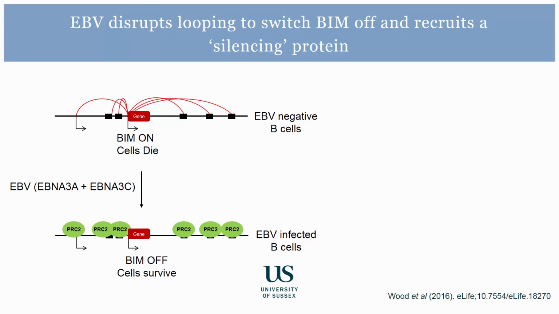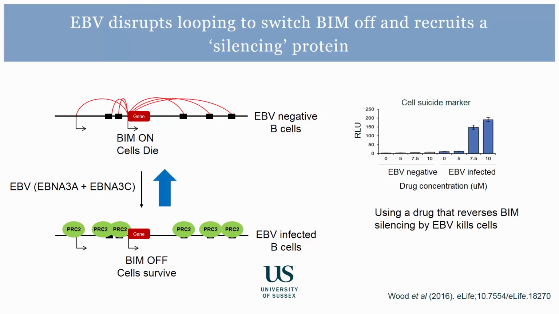Well, what's really interesting about this is this silencing protein is around in the cells and is doing lots of silencing of other genes and goes wrong in lots of other cancers. So there have been drugs developed to block it. And if we treat cells, EBV-infected cells, with these drugs, we can reverse this. We can push the loops to occur and we can switch this suicide gene back on. And this is a measure of cell suicide. So when we treat with this drug, we can make the cells commit suicide. So this is a really interesting kind of early example of how we might be able to think about using drugs as a result of some of the basic mechanism discoveries that we've made.